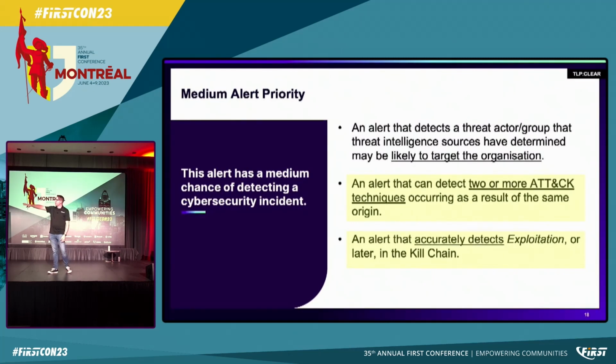And then also, if I have 1 or more detections that occur at exploitation or after in the kill chain, that's interesting too, because if a threat actor is at the stage of exploitation, it means they have moved along inside the environment, or they are well towards the end of what they're doing in the environment.